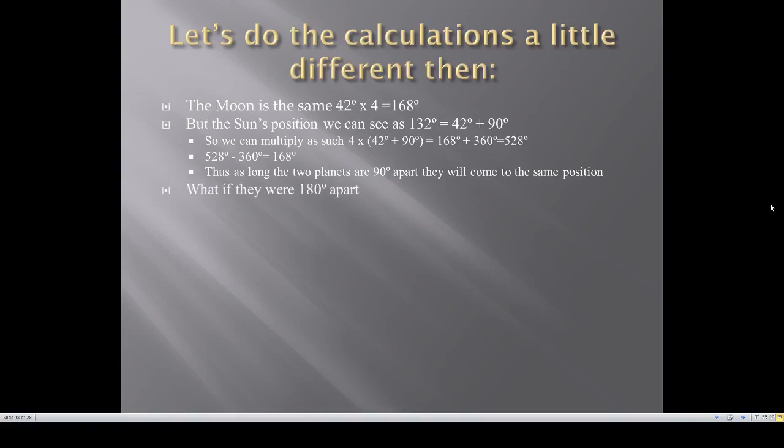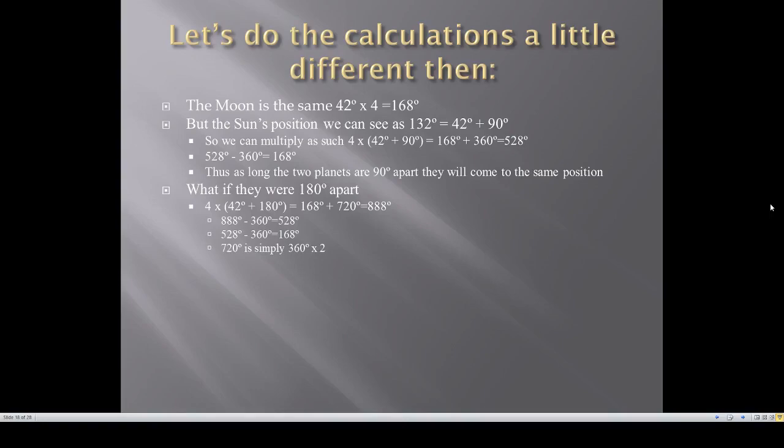So what if they're 180 degrees apart? The moon is going to be at the same position. So the next calculation we're doing is with the sun. We're going to start with 42 plus 180 degrees, and then with the distributive property, multiply by 4. That gives 168 degrees again, plus 720 degrees, for 888 degrees. We subtract 360 degrees once, that gives us 528 degrees. We subtract 360 degrees again, this gives us 168 degrees.